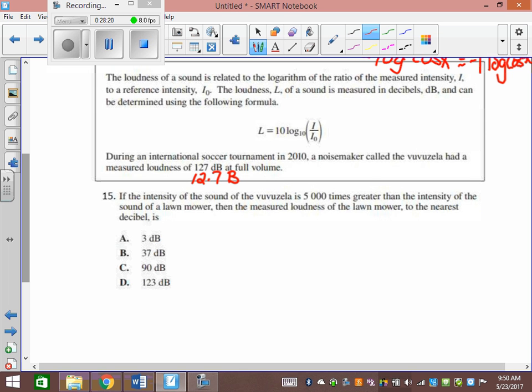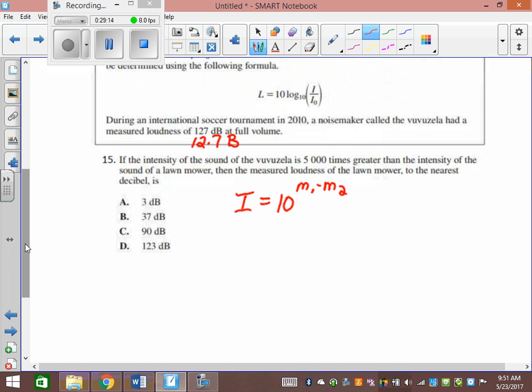Great. They gave us that formula. Don't really care. I'm going to use the formula I like. I equals 10 to the m1 minus m2. The loudness of sound is related to the logarithm of the ratio of the measured intensity I to the reference intensity I0. The loudness L of a sound is measured in decibels, dB, and can be determined using the formula. During an international soccer tournament in 2010, a noisemaker called the Vuvuzela had a measured loudness of 127 decibels, or 12.7 bells, at full volume. If the intensity of the sound of the Vuvuzela is 5,000 times greater than the intensity of the sound of a lawnmower, wow, that is loud. Then the measured loudness of the lawnmower to the nearest decibel is, okay, intensity, 5,000.